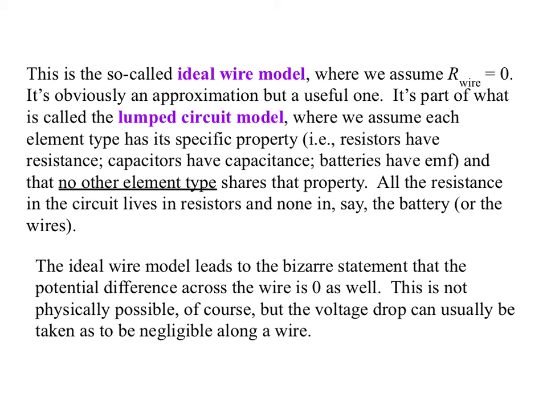The ideal wire model does lead to the bizarre statement that the potential difference across the wire is zero. Since there's no resistance, the charge just flows. It doesn't lose any energy. This is obviously physically not possible, but the drop can usually be taken to be negligible, and so we get away with it. Although this does lead to why you have to be careful, because if you just have wires that are connected to voltage sources without running through resistors, then you're going to get huge currents because the resistance is essentially zero.